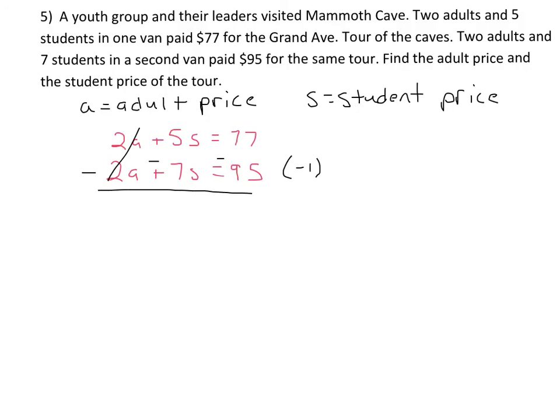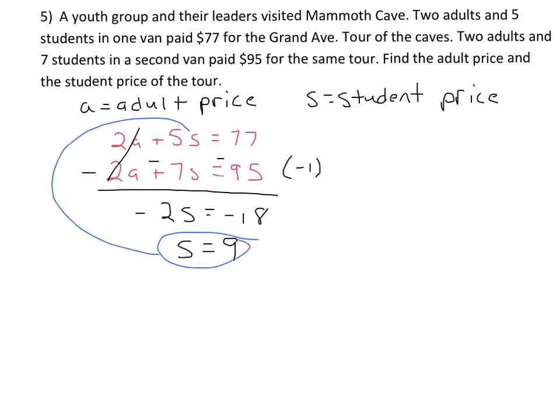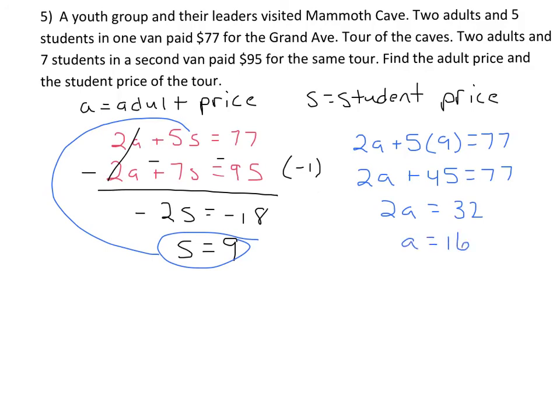So the A's are going to cancel, and I've got -2S equals -18. So I divide, so S is going to be 9. So it's going to be $9 for the student. And again, we're going to take this and plug it in. I'm going to plug it in just at the top. So I'm going to have 2 adults plus 5 times 9 equals 77. So 2 adults plus 45. Subtract off the 45, and then divide by 2. So I'm going to get 16 for adults.